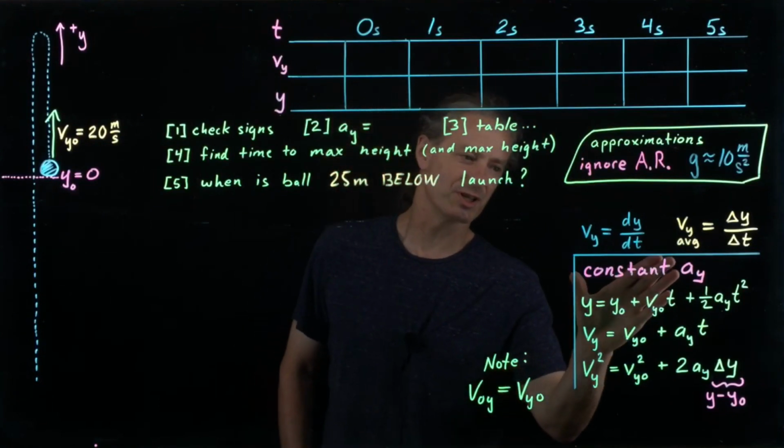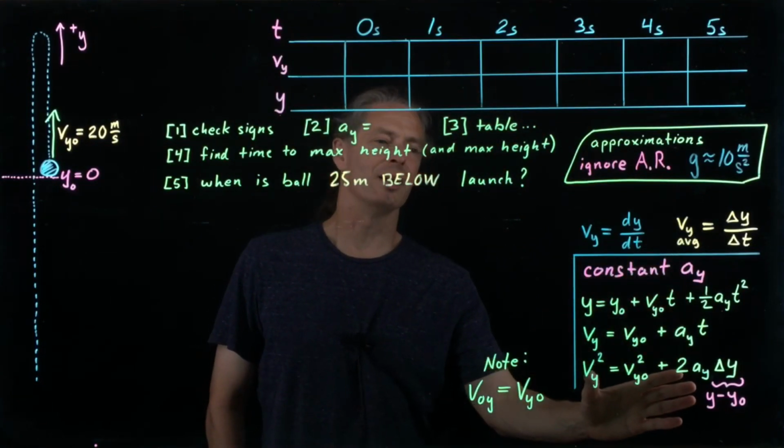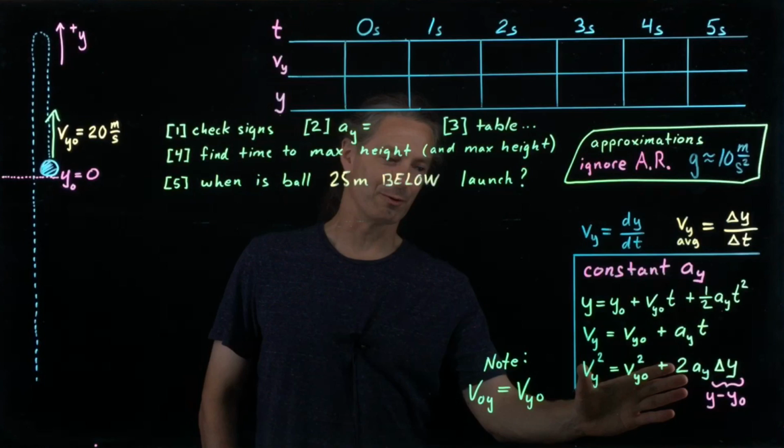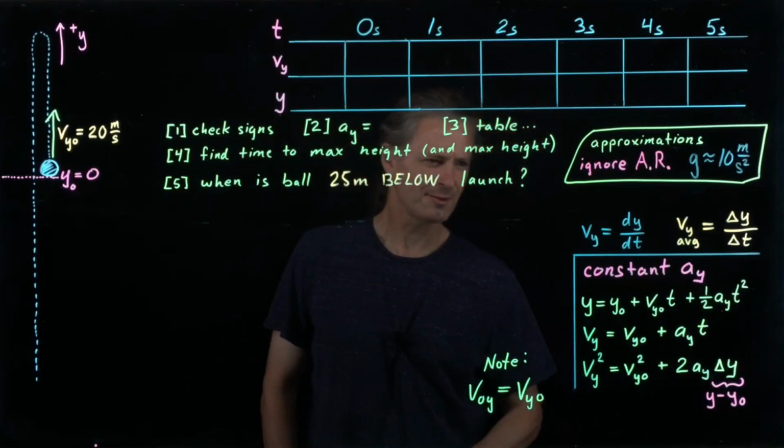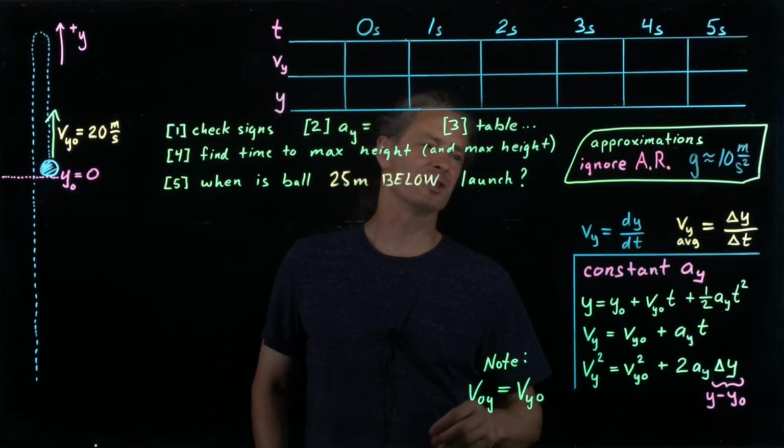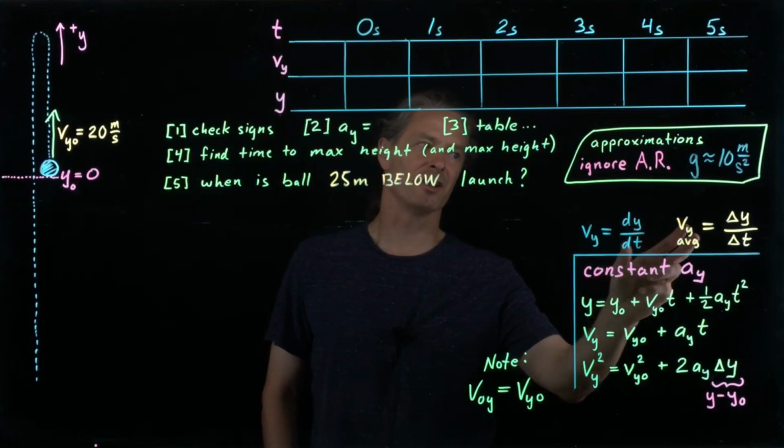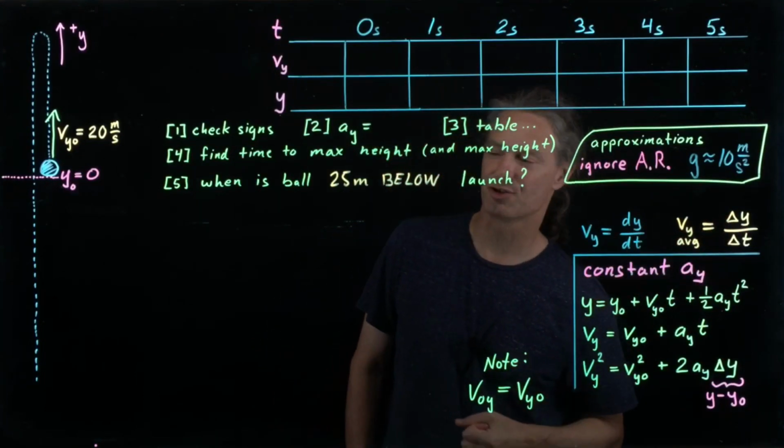So I've written my equations for constant acceleration in terms of those y-related variables. And just for reference, I've got the definition of the instantaneous velocity and average velocity in one dimension for the y component.